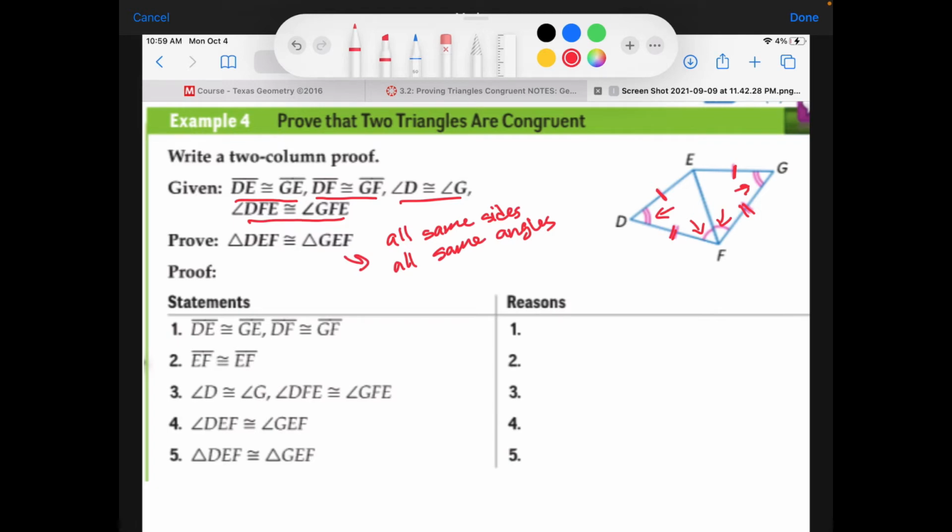So the first statement that was given was that the line segment DE is congruent to GE and line segment DF is congruent to GF. Now, if you notice, these were given to us. So that's a given. That's the reason it's there. And our second statement says that line segment EF is congruent to line segment EF, which makes sense because the same line is equal to itself.